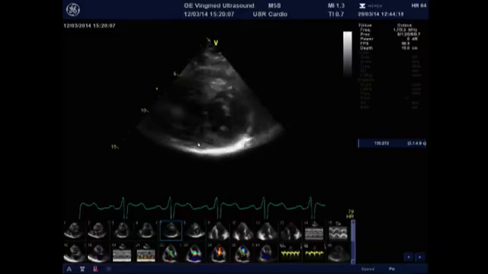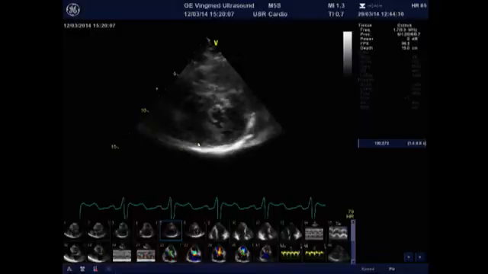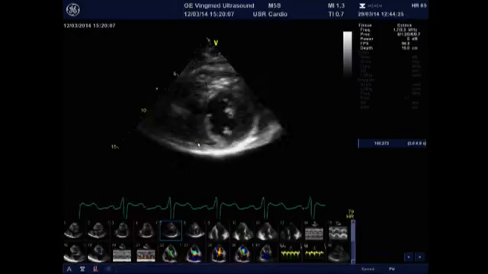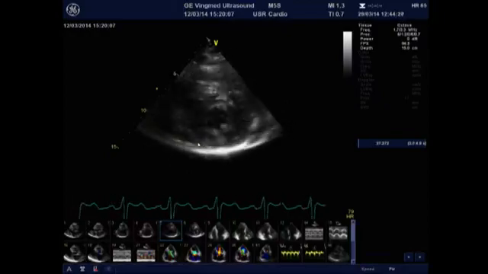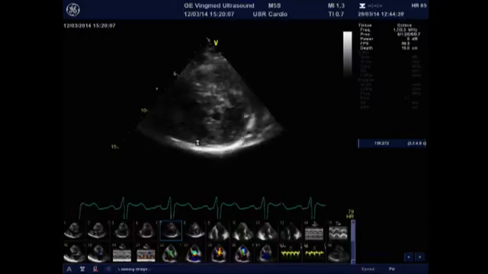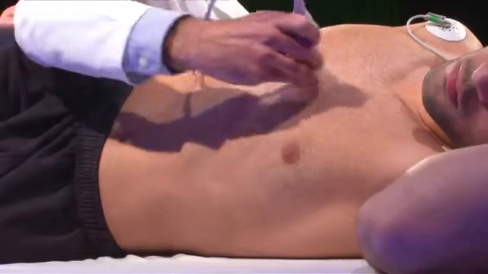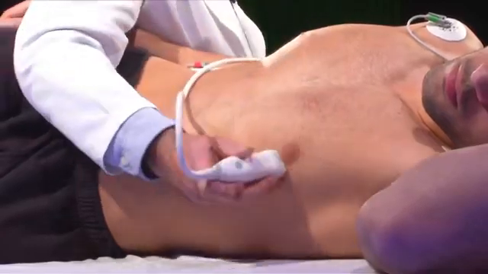This view is the classical and most indicated view to assess wall thickness in these patients, even though you must do it in other conventional and non-conventional views. And so, trying to measure the wall thickness at different segments.